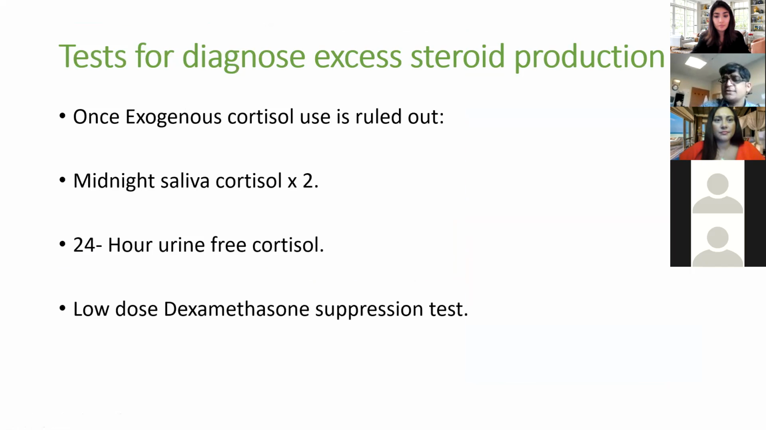So some of the tests that can be done if you're concerned about it. Once again, you have asked them about any steroid use and they're not using any steroids, then these are some of the tests that can be done. And I just want to discuss this so that these tests can be done correctly. So the first test that can be done is to check the saliva cortisol at midnight. So right before they go to bed, you can prescribe that.